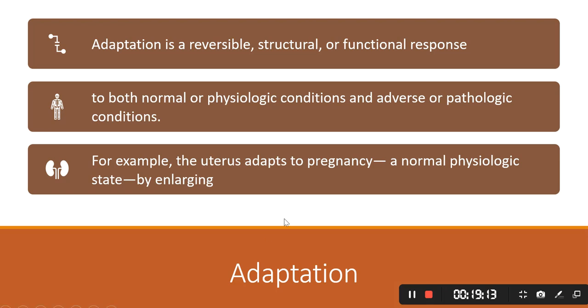For example, in pregnancy, it's not a pathology, right? It's a normal process, a normal thing in life happening, but the cells are undergoing stress. Why? Because a fetus is developing inside the uterus, so the cells of the uterus have to adjust, have to adapt to let the fetus grow inside. So that is the adaptation. That is the easiest common physiological example of adaptation.